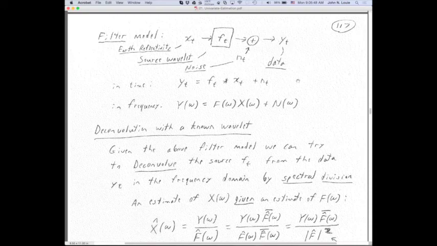Very simple one-dimensional model. And of course, in frequency, as you're aware, the Fourier transform of the data, capital Y, is equal to the product of the Fourier transform of the filter with the Fourier transform of the Earth reflectivity at each frequency omega. So just multiplying two complex numbers by each other. And you can add the Fourier transform of noise as well.